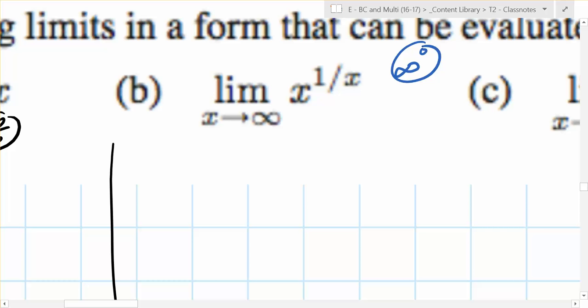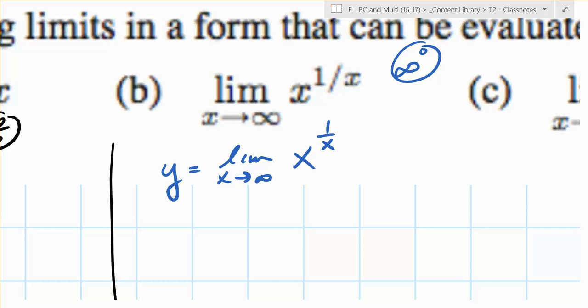So this is what you do, everybody. You go real careful on this. You say y is equal to the limit as x goes to infinity of x to the 1 over x. You need to be real notation careful here. What do we like to throw in at this point? We already practiced this today. What do we throw in?